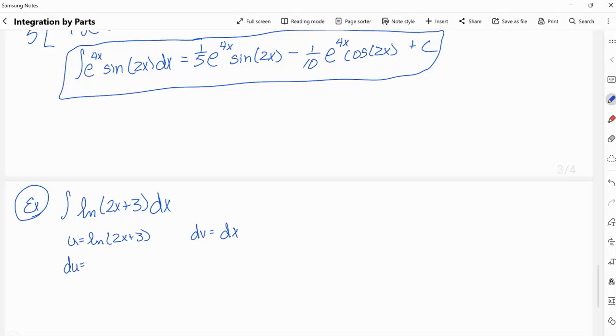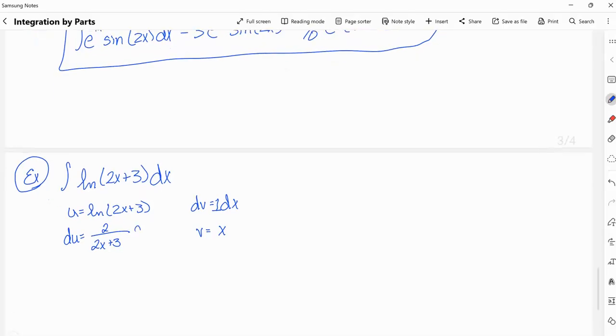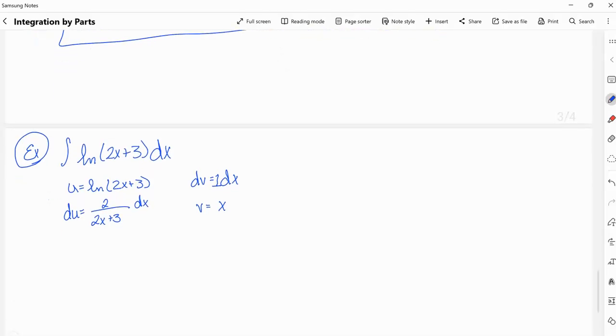So when I take the derivative of ln, remember it's du over u. So that's my du. When I integrate dx, there's an understood 1 here. To get v, I'm going to get just x. Let me not forget the dx there with the du. So this guy is equal to uv minus the integral of v du.